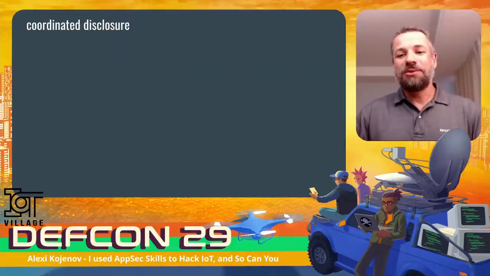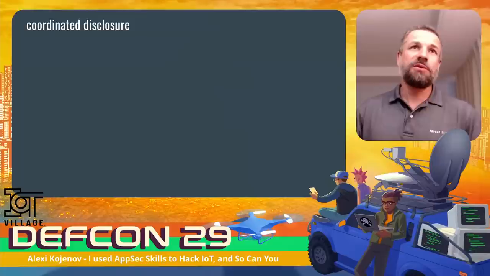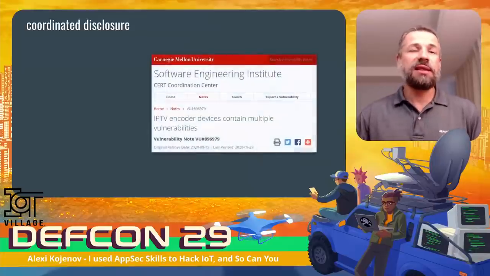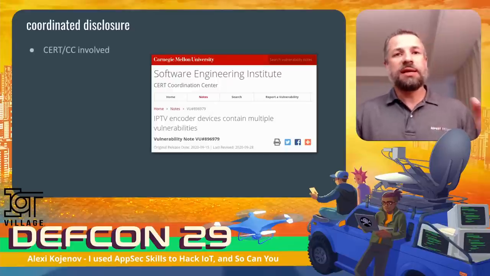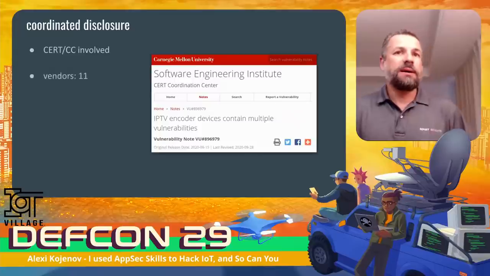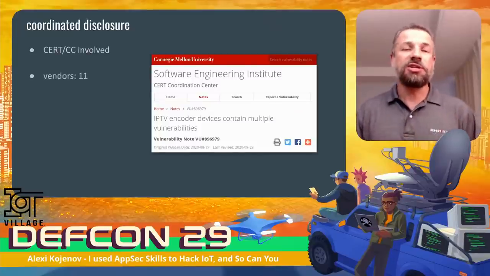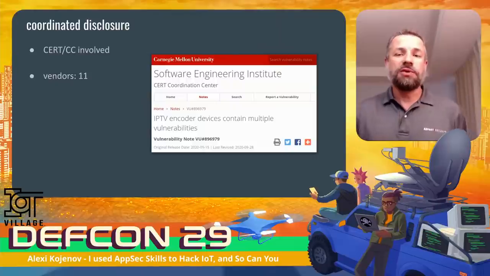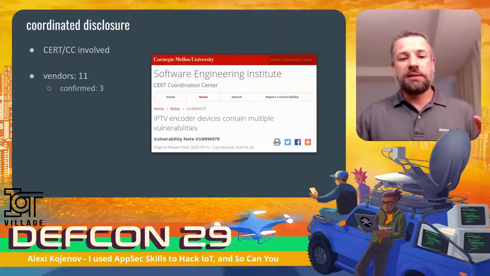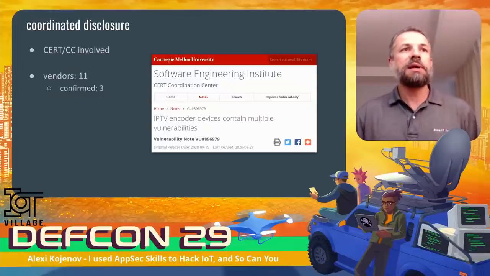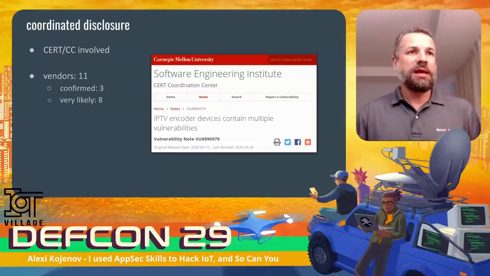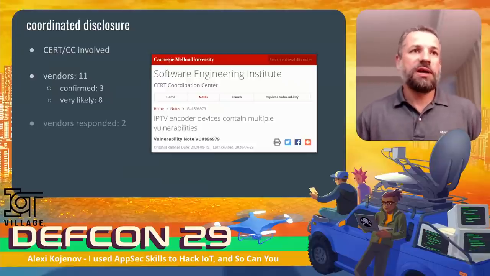I talked to my ex-coworker who had some experience with third-party disclosures, and he suggested that I get in touch with the CERT Coordination Center at Carnegie Mellon. These guys help you with coordinated disclosures. They do a lot of legwork, contacting the vendors, following up with them, building publication and everything. So it was great. Overall, I identified 11 vendors, and I confirmed that three of them were vulnerable. I had those devices and could test them. Eight others were likely vulnerable based on the information I could find online.